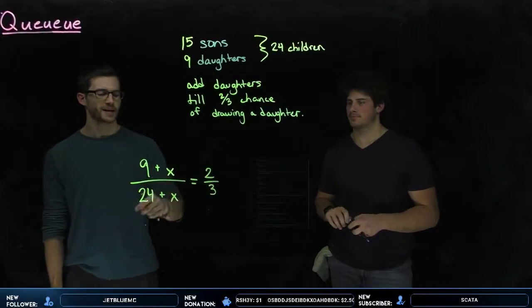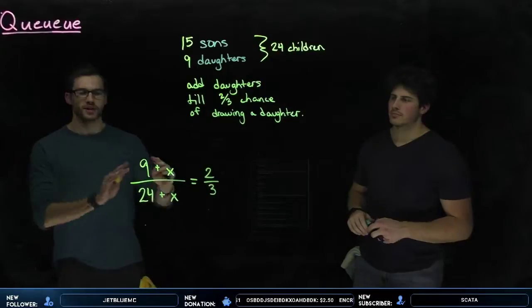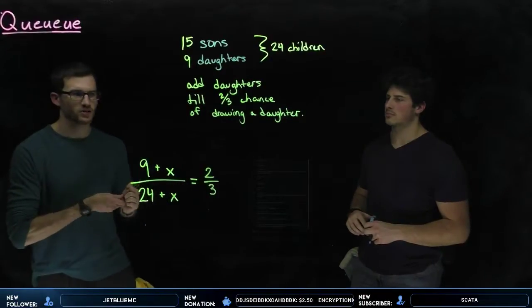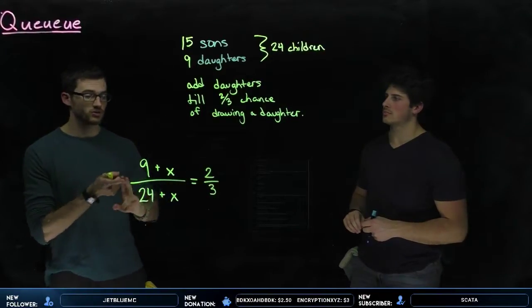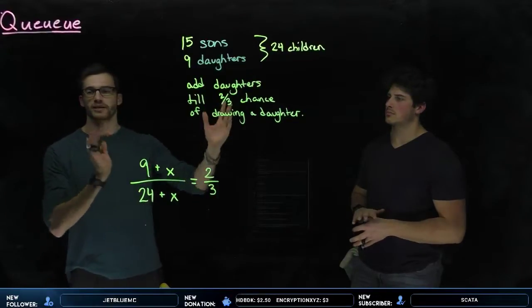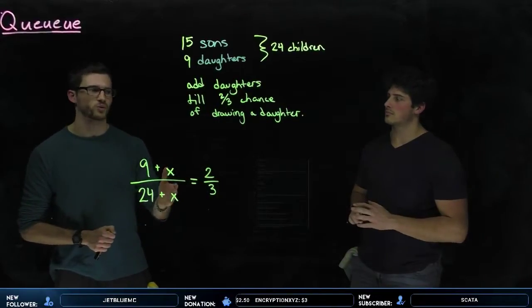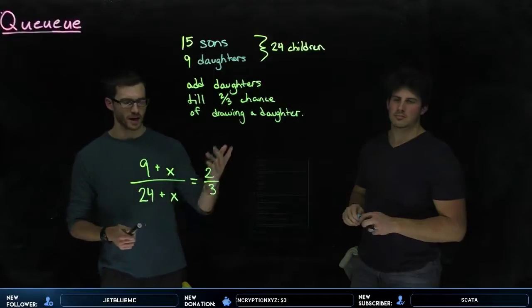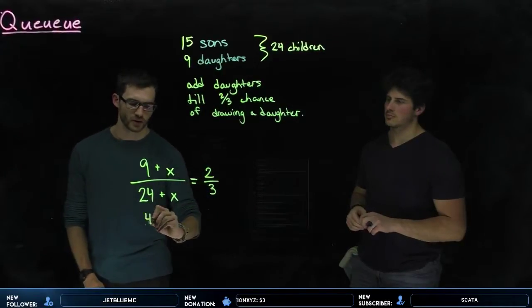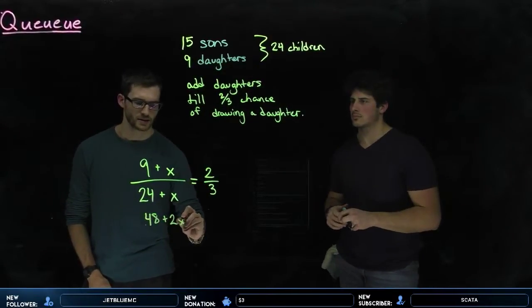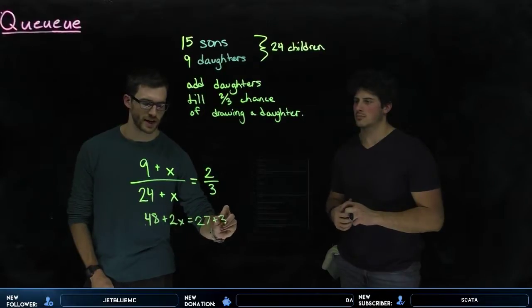So add X until we get a 2/3 chance. This is our equation. I like building equations, one, because it keeps children safe, and two, because it allows us to now forget the rest of the problem and solve for X, because we know that's what we're being asked for. So in this case, we can cross multiply. We get 48 plus 2X equals 27 plus 3X.